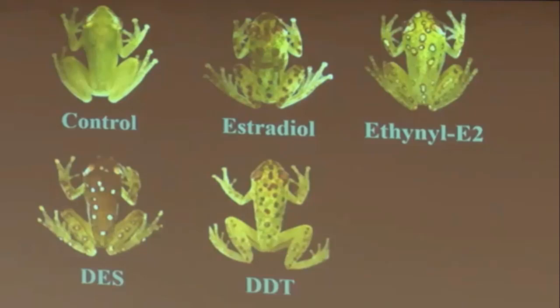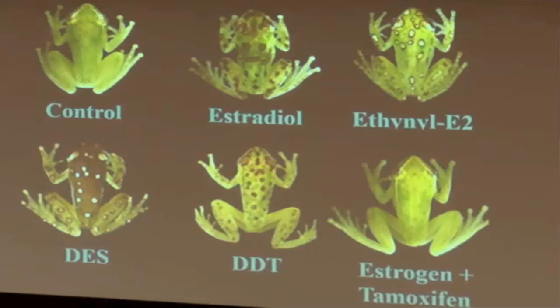If we now expose those tadpoles to different types of estrogens, all of the ones that should be males now become females. We see the natural estrogen, which is estradiol, and other synthetic chemicals that behave like estrogen. What is interesting is that when we expose those substances together with tamoxifen, the males will not become females. Basically, tamoxifen blocks the activity of estrogen, and it is actually a drug used as an anti-estrogen to prevent breast cancer in women.